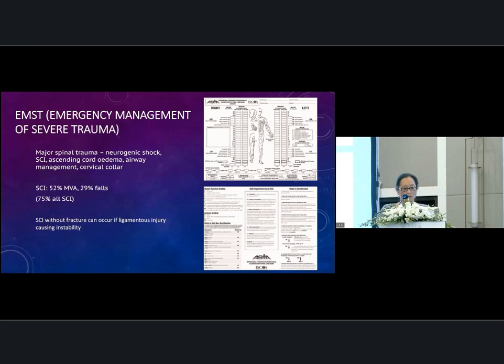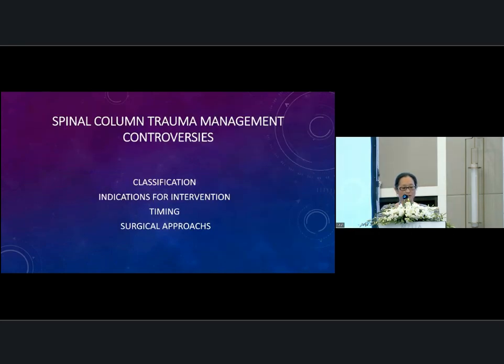Spinal cord injuries are mainly due to motor vehicle accidents and falls, although they can also occur in the absence of a fracture when there is instability of the ligaments. As with any spine management, spinal column trauma is controversial, from classification, indications for intervention, timing, and surgical approaches. All can be managed in a myriad of ways, all relatively well in the specific surgeon's opinion, but it is still very controversial.